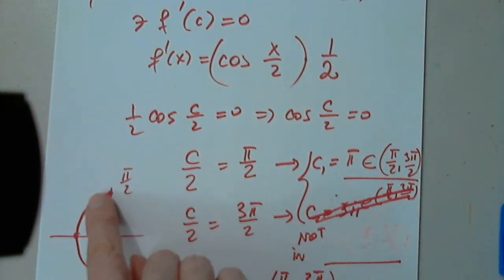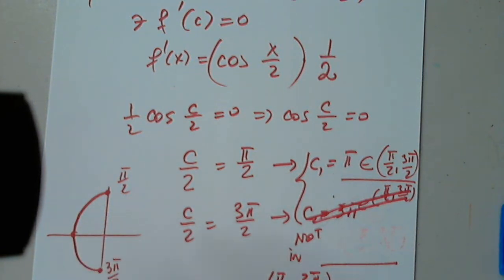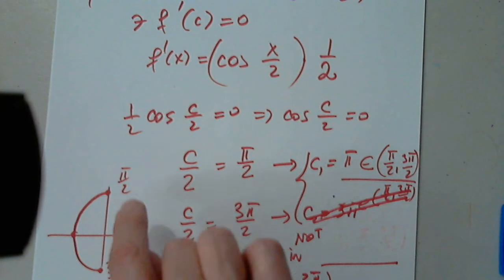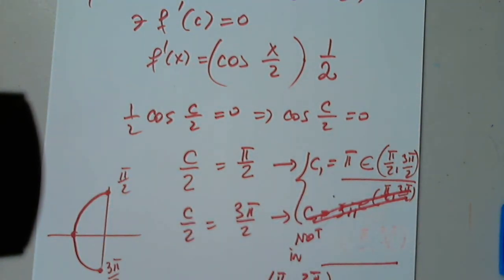Because pi is exactly in between. Although, again, 3 pi falls if you go around the circle, but who cares? It's not between pi over 2 and 3 pi over 2. So it's not in the interval. So there is only one answer, one C in this case. We can have more solutions than one, but not in this case. Good. Thank you. Sorry about that. I hope I didn't confuse you.